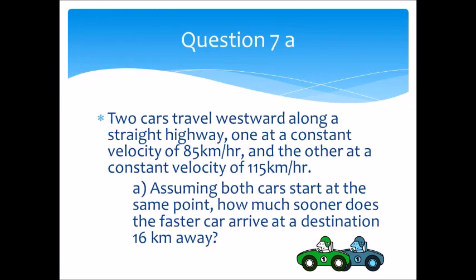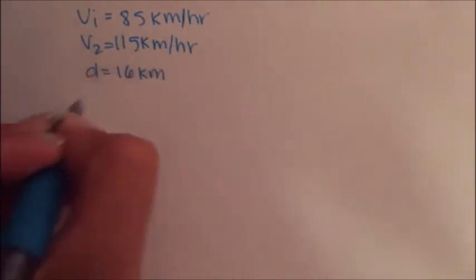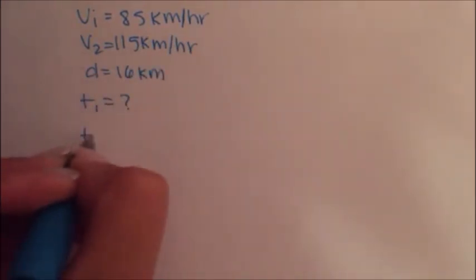Question 7. 2 cars travel westward along a straight highway, one at a constant velocity of 85 kilometers an hour, and the other at a constant velocity of 115 kilometers an hour. And then part A asks, assuming both cars start at the same point, how much sooner does a faster car arrive at a destination 16 kilometers away? Okay, for this one we know that the velocity for car 1 is 85 kilometers an hour. We know that the velocity for car 2 is 115 kilometers an hour. And then the distance for both of them is 16 kilometers. And we don't know time 1 or time 2.